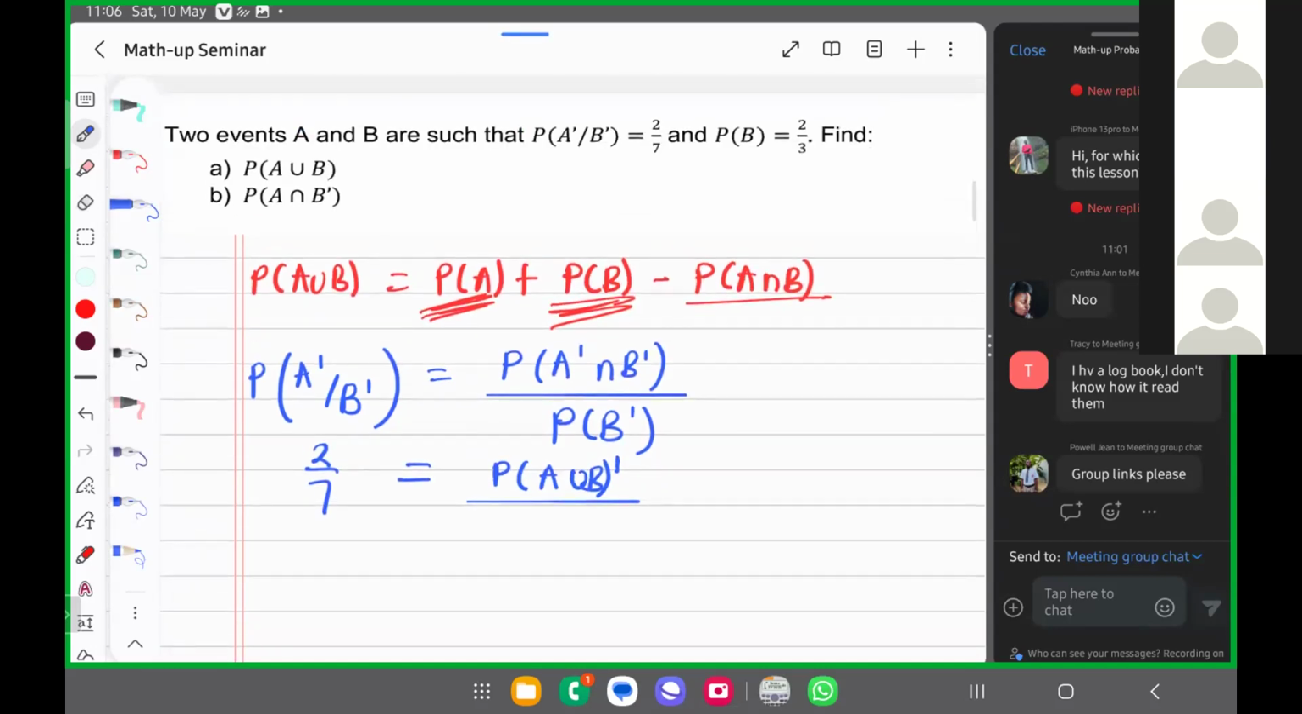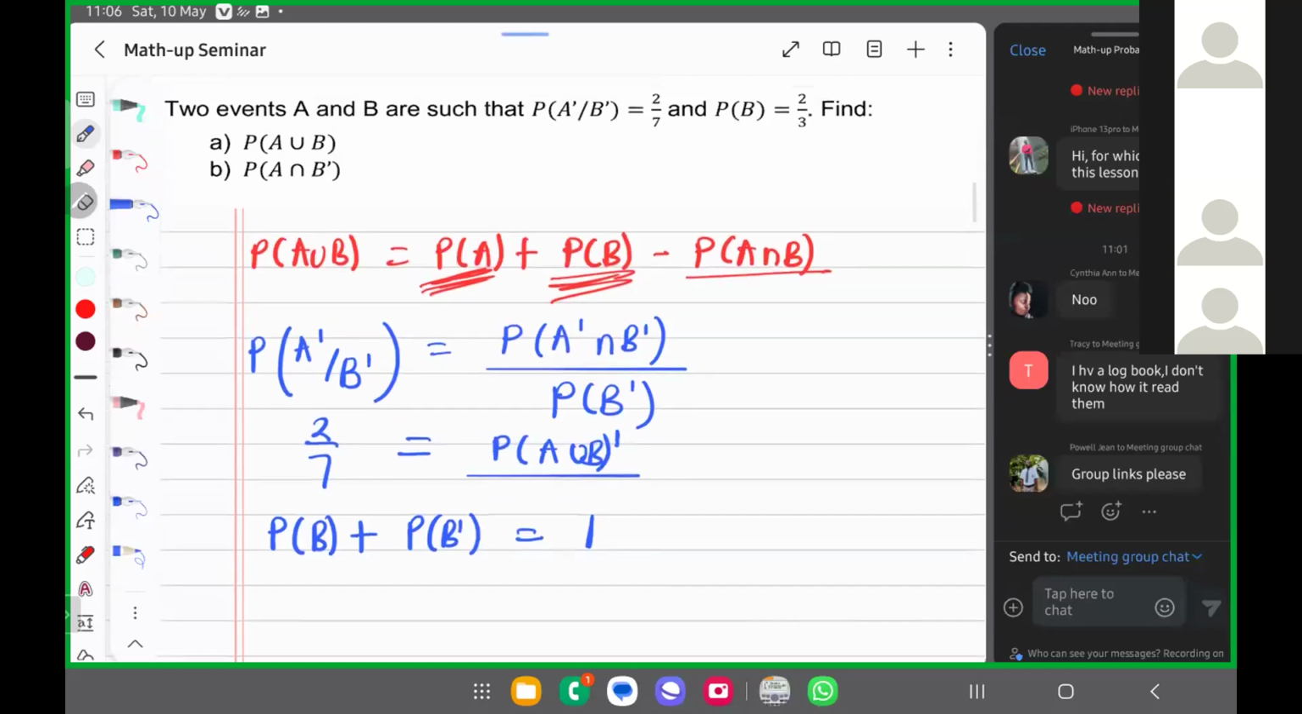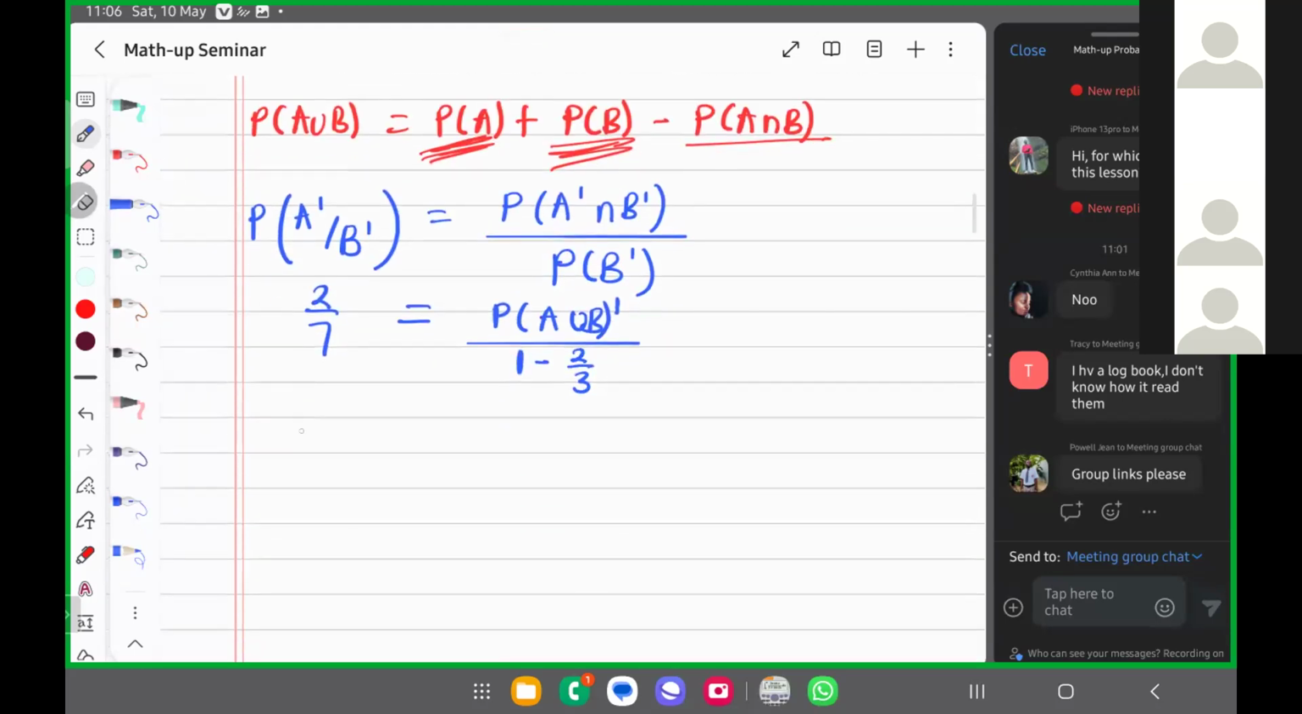Yeah, so I know that probability of B plus probability of B complement gives us 1. So we can get probability of B complement by subtracting 2 out of 3 from 1. It means that on the left-hand side, we shall have probability of A union B complement out of 1 minus the probability of B, which is 2/3. And we shall end up with 2 out of 7 being equal to probability of A union B complement out of 1/3.